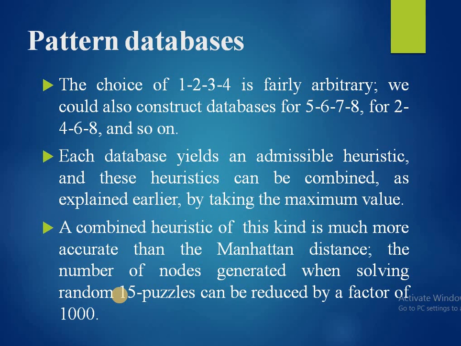The choice of 1, 2, 3, 4 is fairly arbitrary. We could also construct databases for 5, 6, 7, 8, for 2, 4, 6, 8 and so on. Each database yields an admissible heuristic, and these heuristics can be combined as explained earlier by taking the maximum value. A combined heuristic of this kind is much more accurate than the Manhattan distance. The number of nodes generated when solving 15 puzzles can be reduced by a factor of 1000.